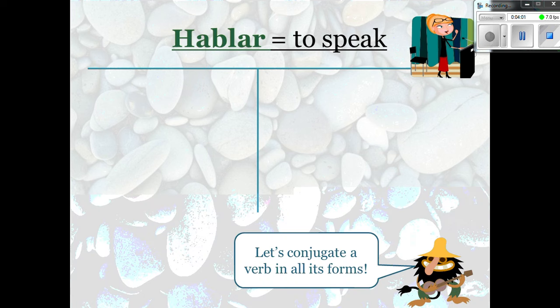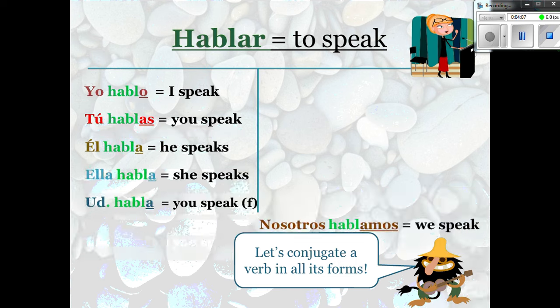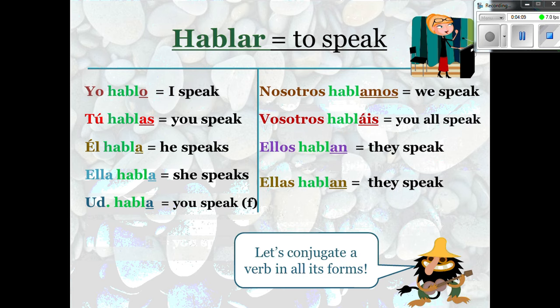If you have any questions, make sure you see me in class. Here's one more example with hablar, and you guys can just take a look at all of these conjugations and see if it all makes sense to you.